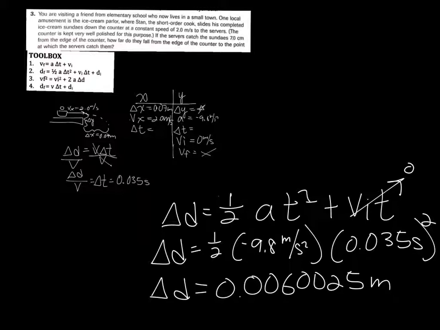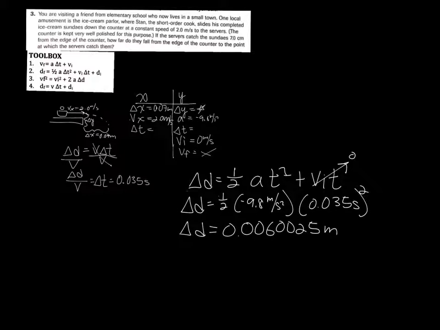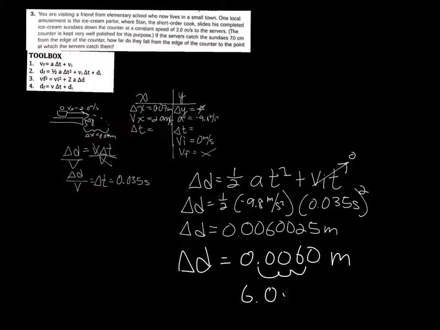0.00600025 meters. Yes, it is very, very small. Why? Well, the time is really small, so it's not going to go very far. Now, to give this the correct number of significant figures, I've got 2.0, which has 2 significant figures, and I have 7.0, which is 2 significant figures given to me in the problem. So my final answer is going to be 0.0060 meters, or write it 6.0 times 10 to the negative 3rd meters.